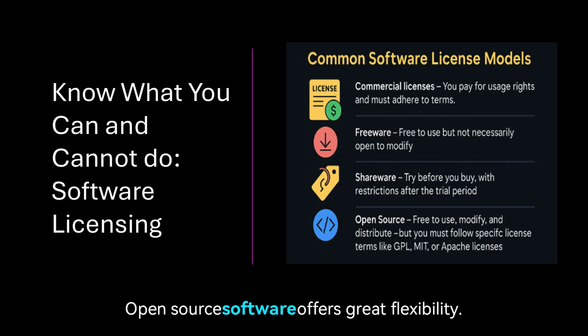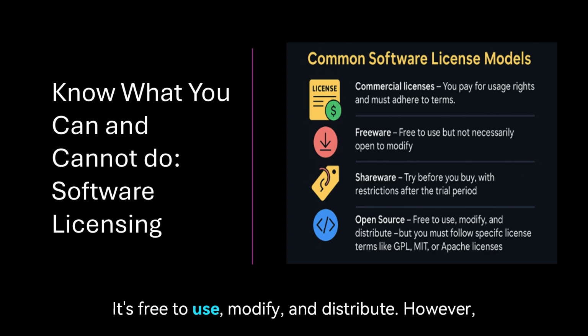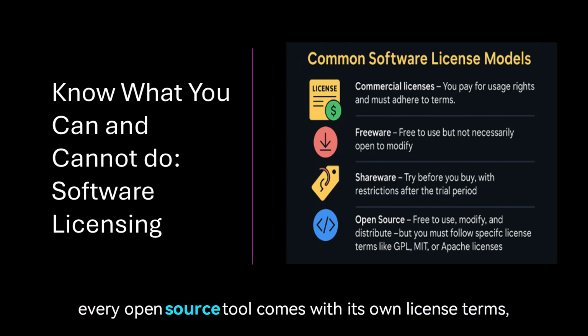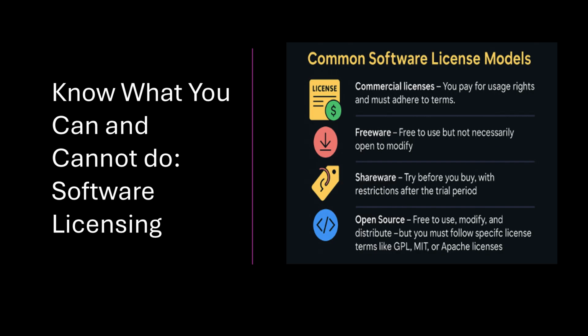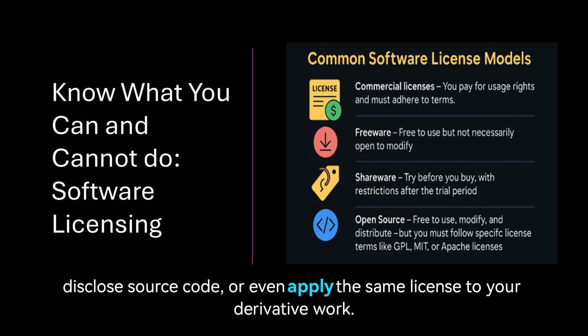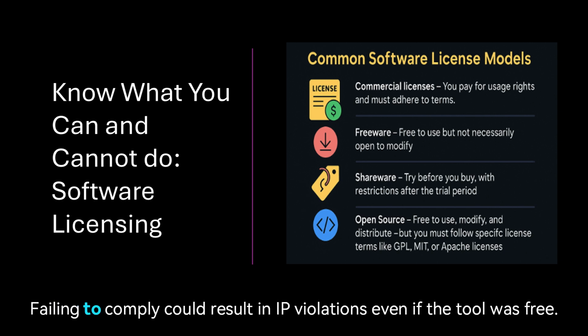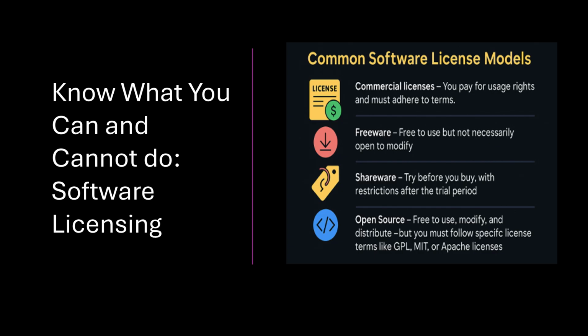Open source software offers great flexibility. It's free to use, modify, and distribute. However, every open source tool comes with its own license terms, like GPL, MIT, or Apache. These licenses may require you to attribute the author, disclose source code, or even apply the same license to your derivative work. Failing to comply could result in IP violations, even if the tool was free.